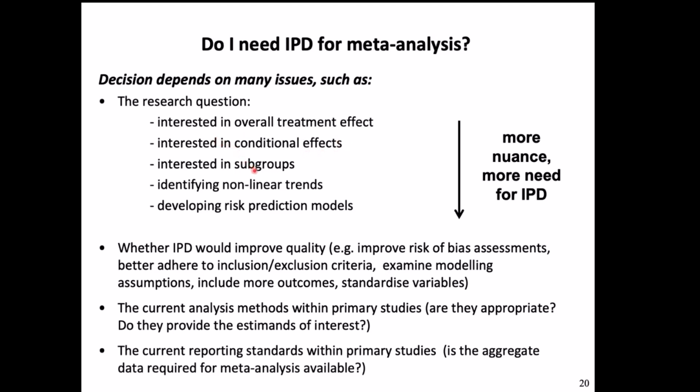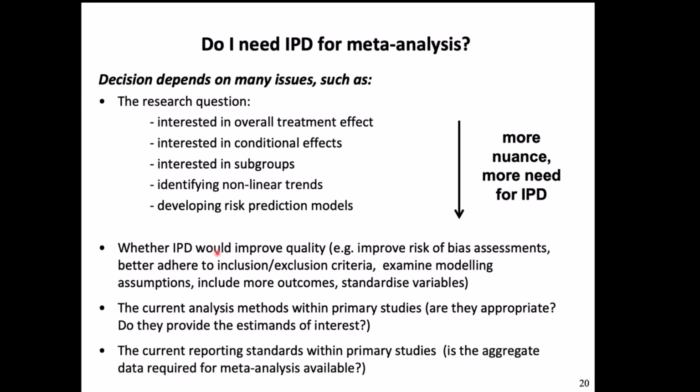But clearly, if you want to look at subgroups, you want to look at interactions between individuals and treatment effect. If you want to look at a nonlinear relationship for, let's say, how baseline blood pressure interacts with treatment effect, then that is not going to be answerable without the IPD. If you want to use the IPD for something new, because you want to develop a risk prediction model, so you're getting IPD from trials, but you want to use that data to examine prognostic factors or develop prediction models, then you can't do that without IPD. You can't.